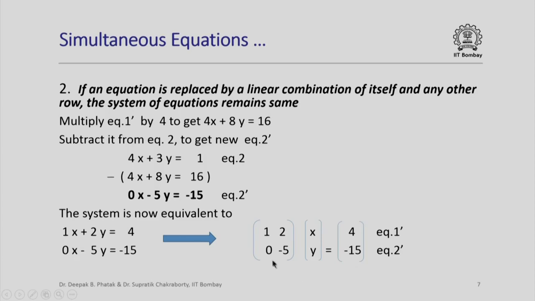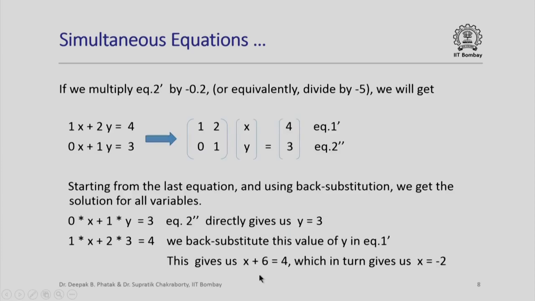Observe that this matrix has undergone change, so has the right hand side. Also observe that the matrix has undergone a very important change. You have 1 on this diagonal here and you have 0 here. Let us look at further operations.